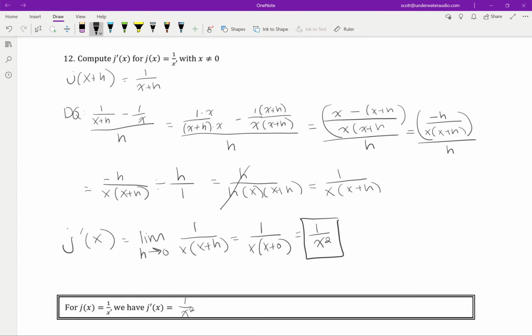Actually, you may have noticed I dropped a negative somewhere. I was just looking at this thinking something seems a little off. So I had a negative h here and a negative h here. So actually this should be a negative h, which is nice. Let's see, so this would be a negative 1. Okay, negative 1. Still a negative 1. Yes, okay, so my bad. The derivative should be negative 1 over x squared.